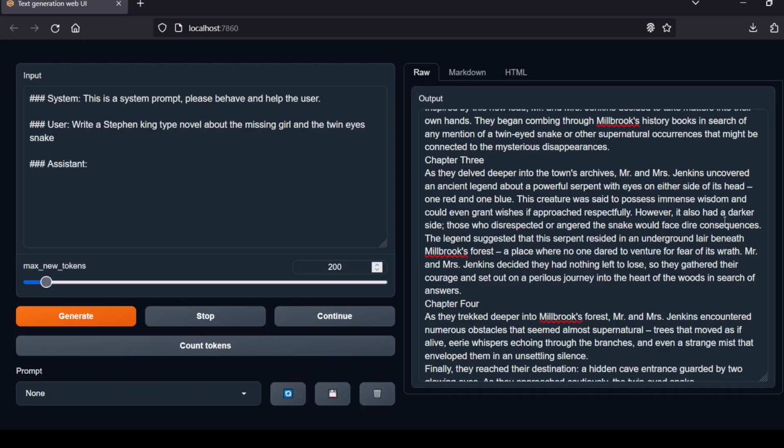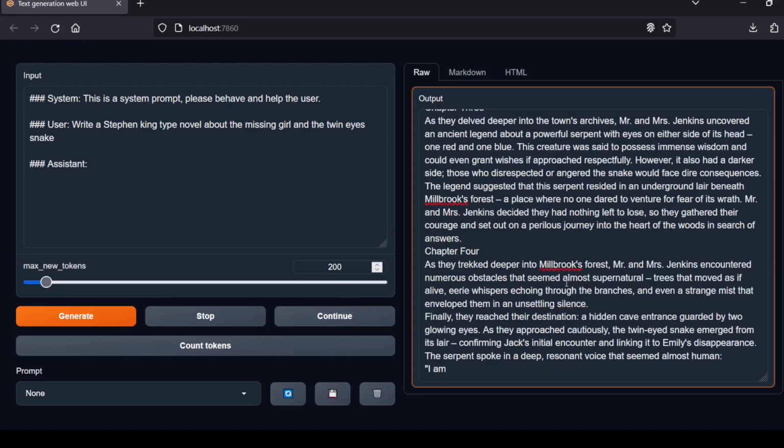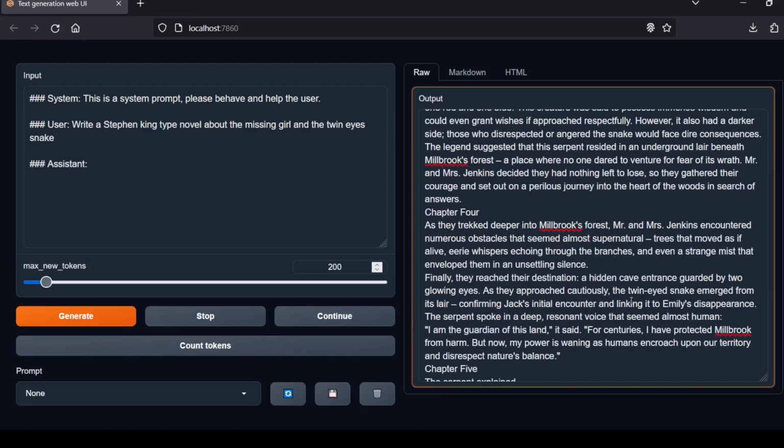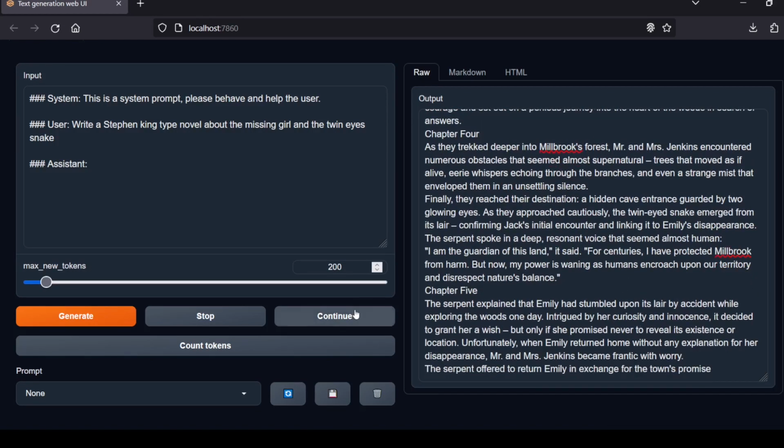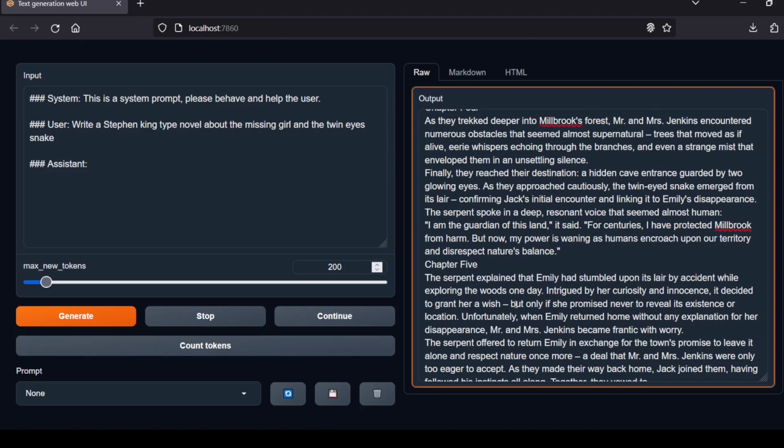The model came up with an eerie opening chapter for a horror story about a small town mystery and an ominous twin-eyed snake. I think the story was crafted well and is pretty creative. Lab rating, pass. Next question.